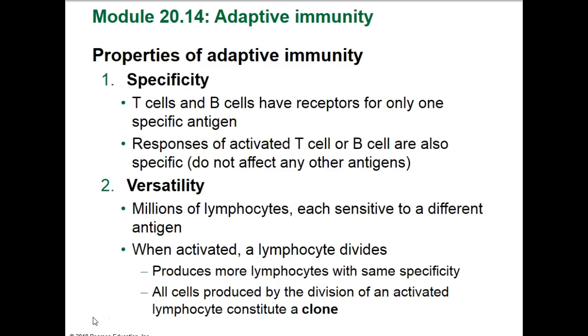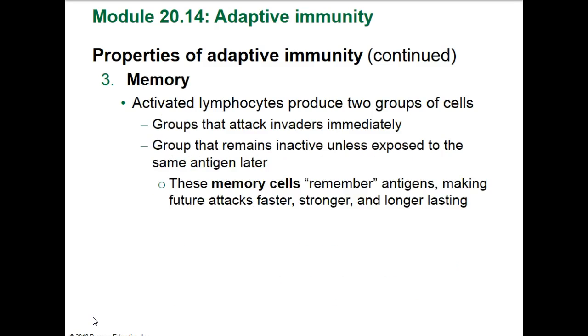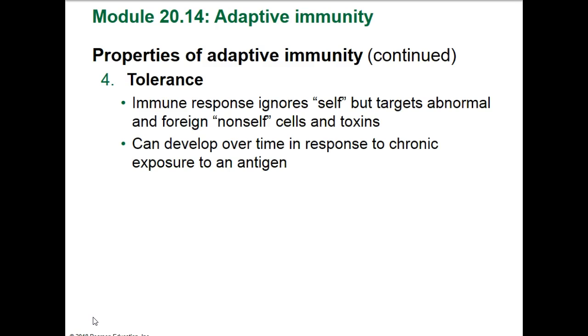Okay, so the properties of adaptive immunity: specificity, versatility, memory. And tolerance. The immune response ignores itself, but it targets abnormal and foreign non-self cells and toxins. And this can develop over time in response to chronic exposure to an antigen. And so you've probably heard of people building up tolerance to things over time. After they've been exposed so many times, I think you've heard about this with people that have been bitten by certain snakes, that over time it doesn't really affect them anymore.